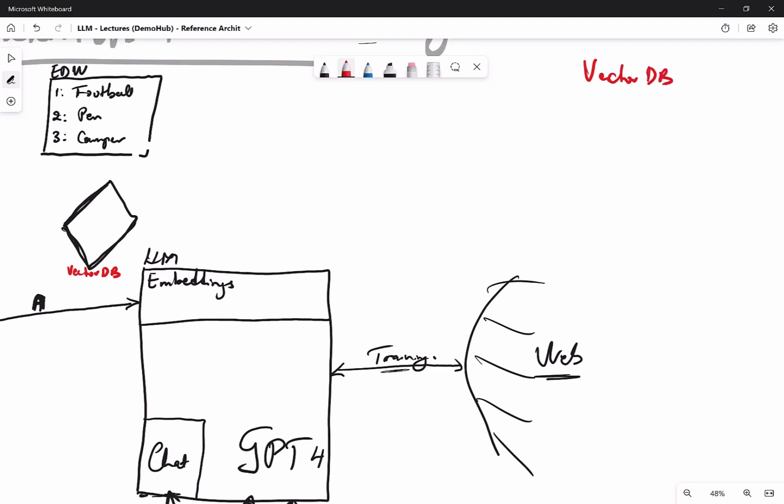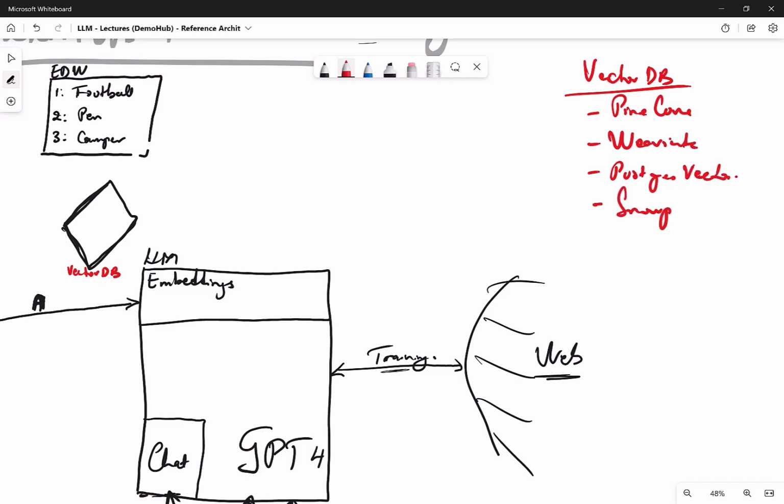from a VectorDB. Many players are positioning themselves. There is Pinecone, a popular one. There is Weaviate. Postgres has something around vectors, I think it's called pgvector. Snowflake, and many players are all positioning themselves.